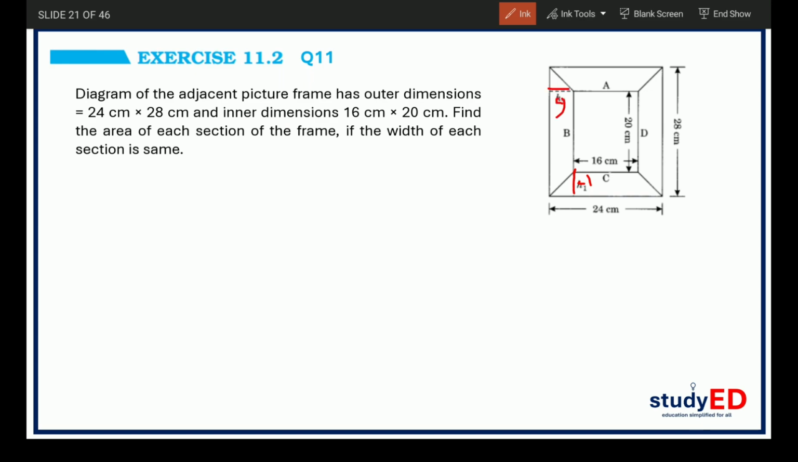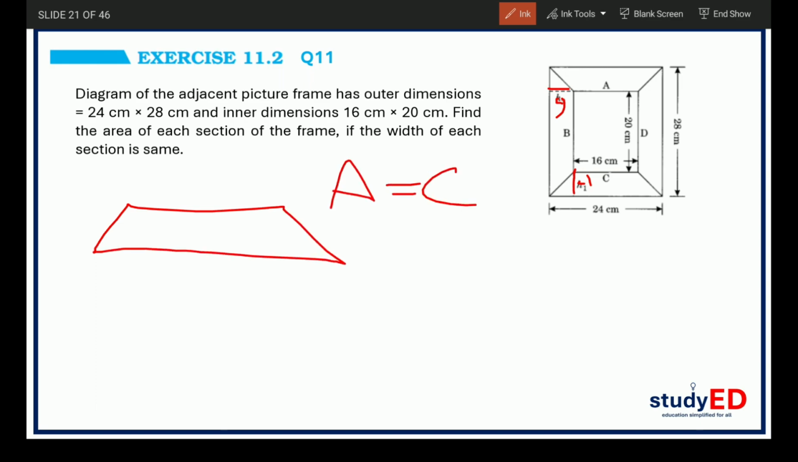So now let's calculate the area of each section. Area of trapezium A and C is the same. So let's start with that. Using this, A and C area is the same. For both of them, the parallel length 1 is 16, parallel length 2 is 24, and height is 4.